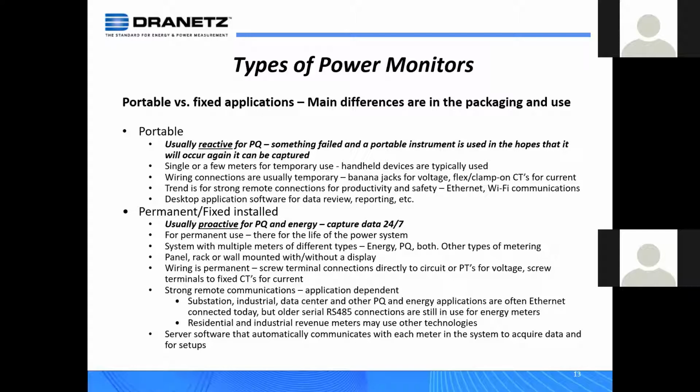So usually these are systems with multiple meters, with energy, power quality, or both capabilities. Again, they're fixed installed, so they're panel mount, rack mount, wall mount. You screw these things into a panel and you screw the voltage and current connections in. They're meant to be there throughout the life of the facility. Oftentimes you're connecting to PTs and CTs for your measurements. So strong communications are extremely important in these applications. These are going to be installed at your service entrance, in a utility substation, in a UPS cabinet, a PDU, any sort of application, and you're going to be communicating with these instruments remotely.